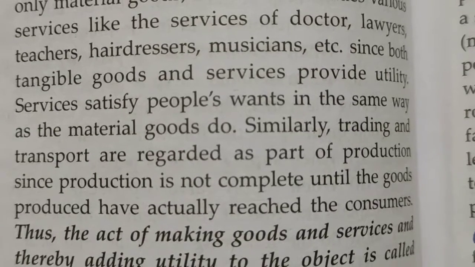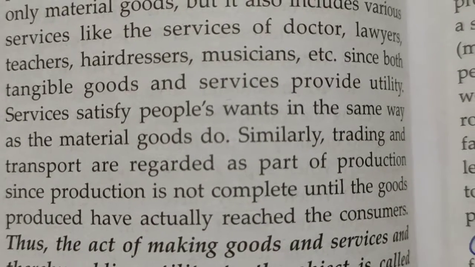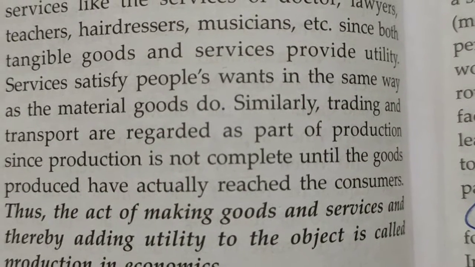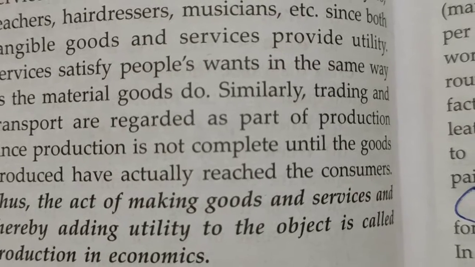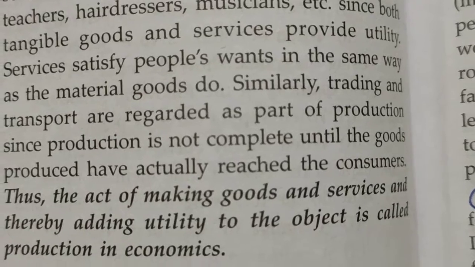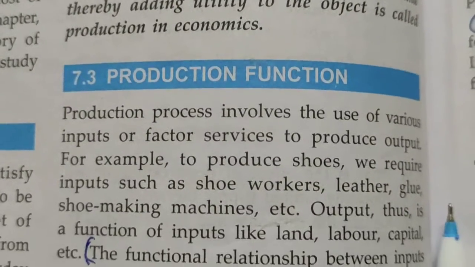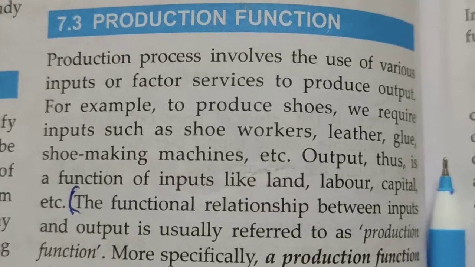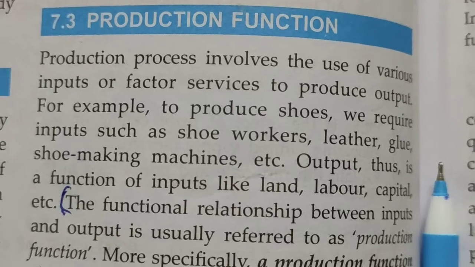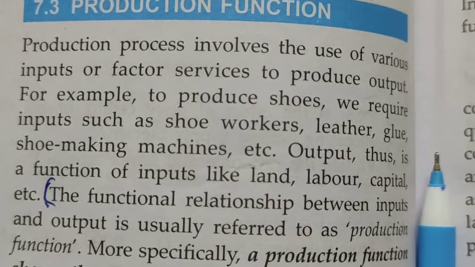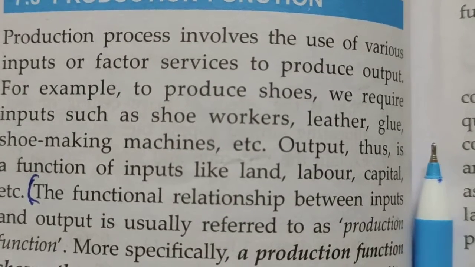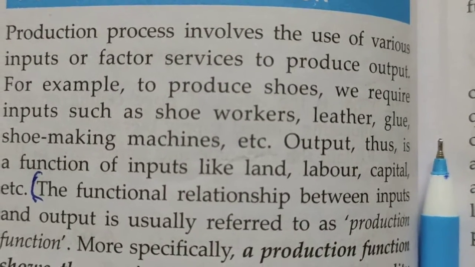So, we can say that the act of making goods and services and thereby adding utility to the object is called production in economics. Now, I discuss what we mean by production function. The functional relationship between inputs and output is usually referred to as production function.